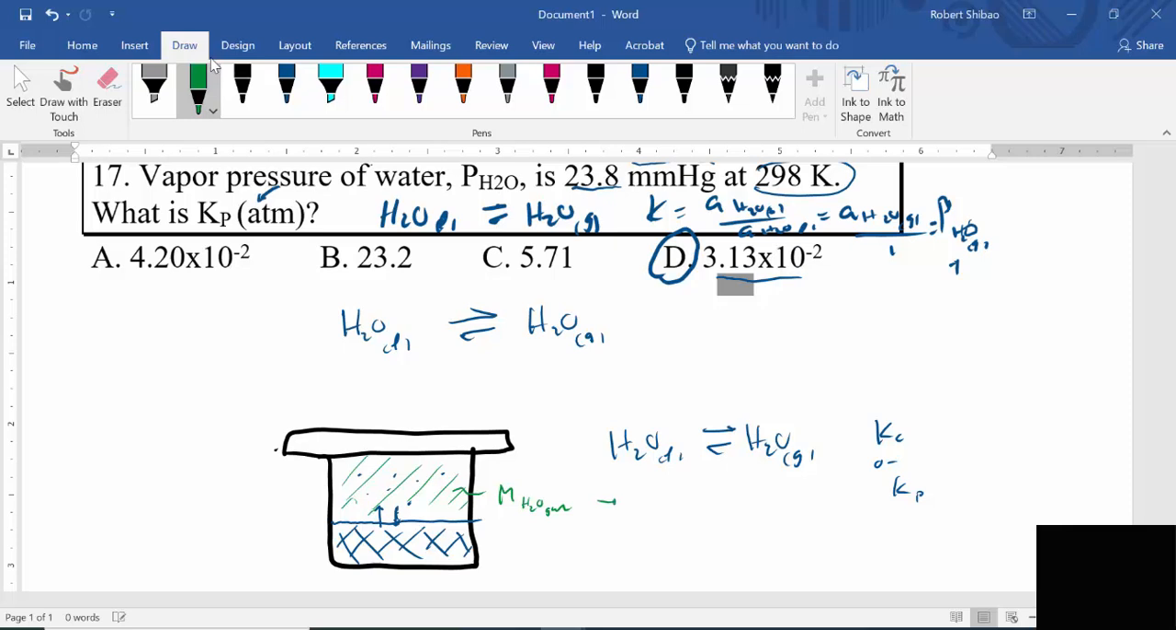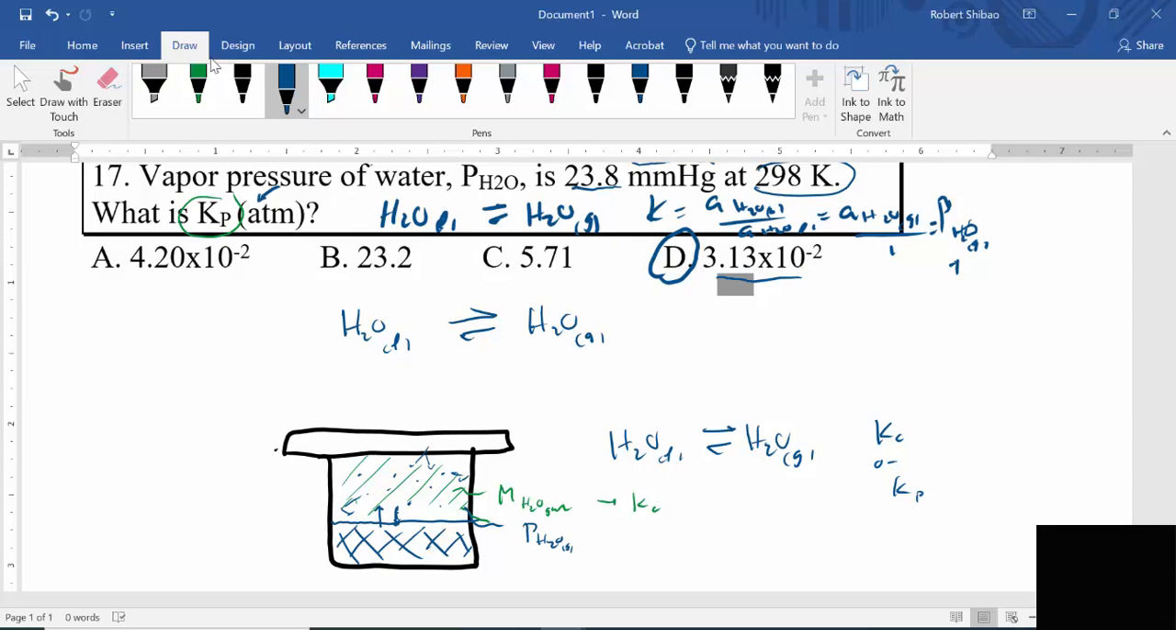And therefore we could use Kc. But they didn't give us Kc, they gave us Kp. So for Kp, what we do is we just want to know the partial pressure of the H2O gas. The H2O gas is going to be colliding with the walls of the container, generating pressure with one another. So these are the collisions here.